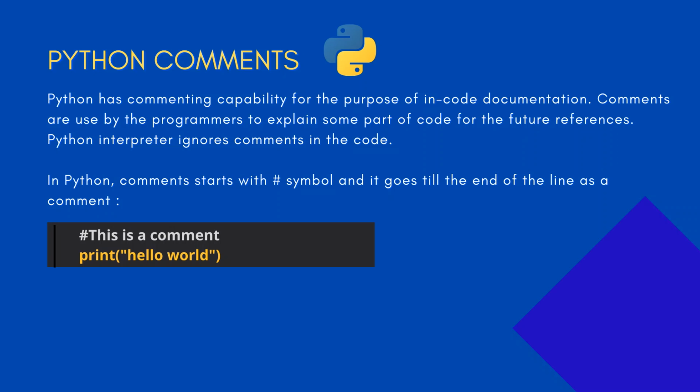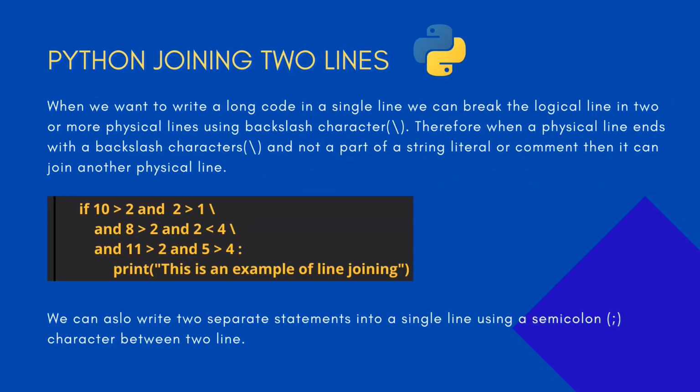Now let's talk about joining two lines in Python. When we want to write a long code in a single line, we can break the logical line into two or more physical lines using the \ character. Therefore, when a physical line ends with a \ character that is not part of a string literal or comment, it can join another physical line, like the given code sample. We can also write two separate statements in a single line using a semicolon character between them.